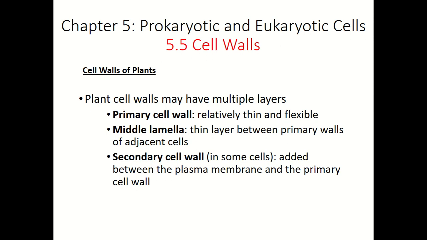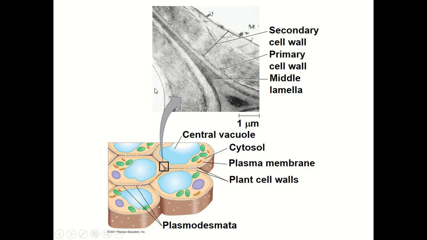The primary cell wall, which is very thin and flexible. The middle lamella, the thin layer between the primary cell walls of adjacent cells. And the secondary cell wall, which can only be found in some cells, and is laid down between the plasma membrane and the primary cell wall, as you can see over here.